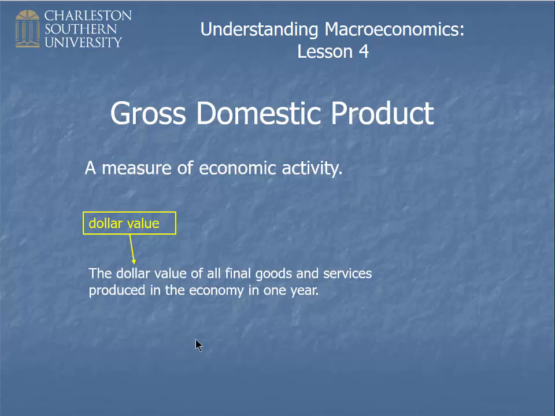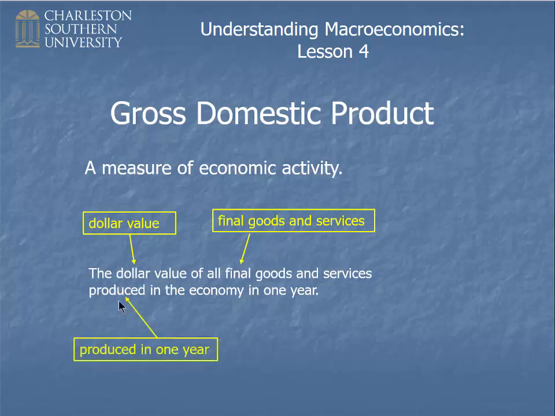The other term that's important is this one here, final goods and services. And I have a separate slide about why this is important, but basically there are lots of transactions occurring between businesses, B2B transactions, and those are not counted in GDP because ultimately they get counted again when the final product is sold to the consumer.